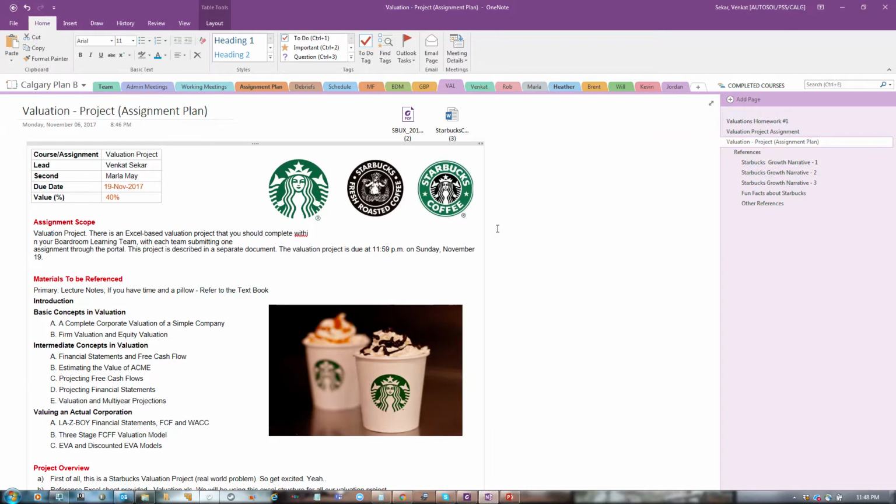You must be very excited to see this assignment plan because I know we are all pumped up to do this project, I guess. Anyways, this assignment in particular has a weightage of 40%. So that tells you how important this project is in terms of our final marks. The due date is 19th November, which is next Sunday. I'll be the lead for this job, and Marla would be the second. And the job is to value Starbucks.